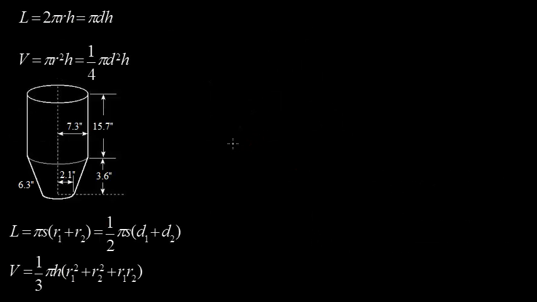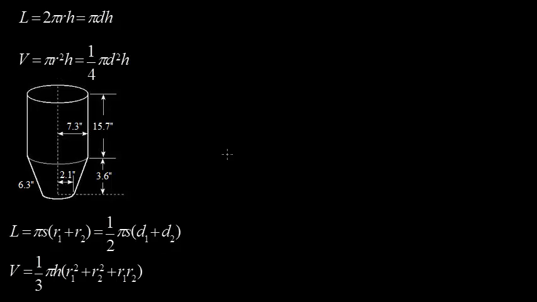Alright, let's play around with this shape. We have here a cylinder attached to a frustum of a cone. Up top we have our formulas for the lateral surface area and volume of a cylinder, as well as the lateral surface area and volume of a frustum of a cone. What we're going to do is find the lateral surface area and total surface area of this shape, and then we'll go ahead and find the volume of that shape.